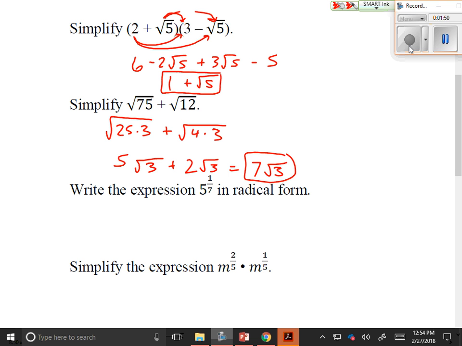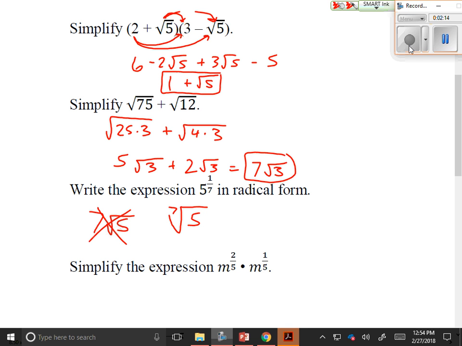5 to the 1/7 power is a 7th root of 5. Don't write the 7 big and out front like that. That's not what it is. It's not 7 times the square root, it's the 7th root.